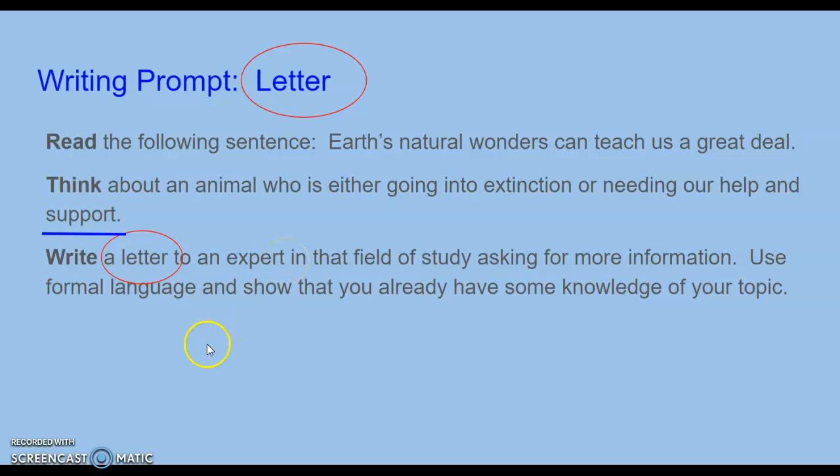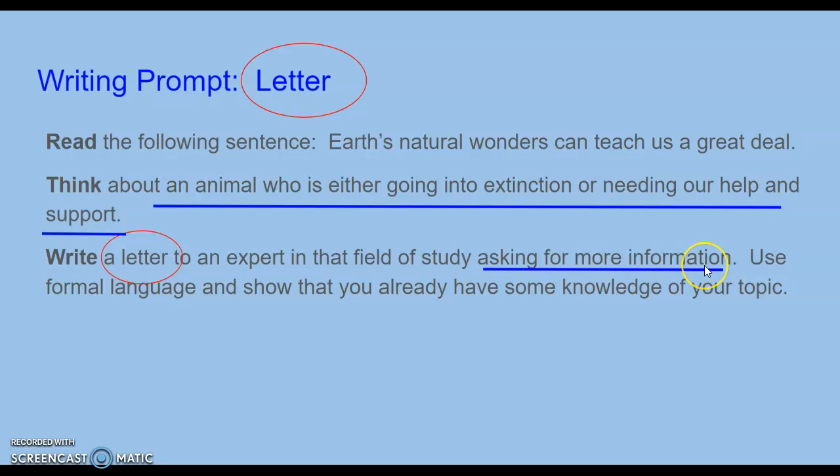Now, what is it that we have to write about? We're going to underline that stuff. So here it says, think about an animal who is either going into extinction or needing our help and support. We also need to ask for more information. Okay. We need to use formal language, and we need to have some knowledge of our topic. Now, who are we writing this to? We're writing it to an expert in that field of study. So, this is what our writing prompt is entailing.